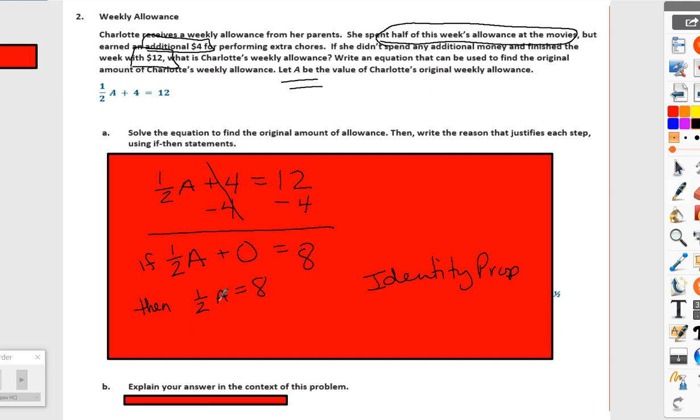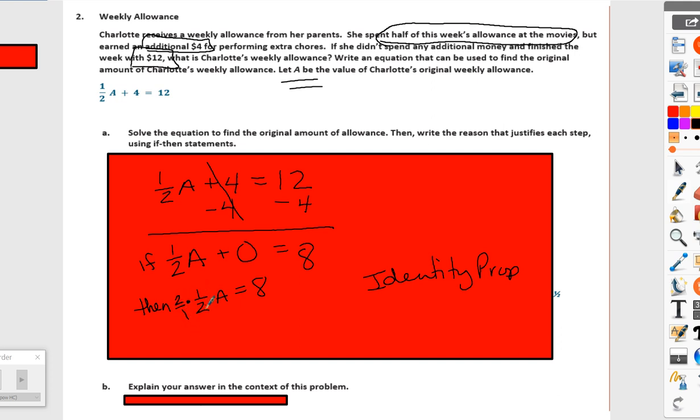Now, how do I get rid of this? Well, we know that a half is being multiplied by A, right? They're next to each other. So really, we would be dividing by a half, and then we would have to divide this side by a half. But rather than dividing by a fraction, here's the tip. Keep, change, flip, right? So we're going to keep this, we're going to change it to multiply, and we're going to flip it.